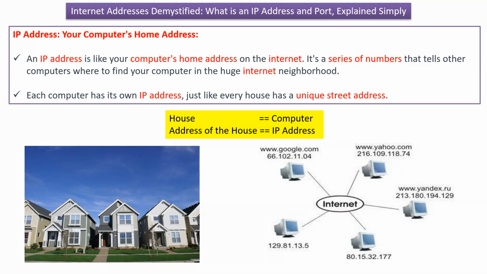An IP address is like your computer's home address on the internet, and an IP address is a series of numbers that tells other computers where to find your computer in the huge internet neighborhood. And each computer has its own IP address, just like every house has a unique street address.